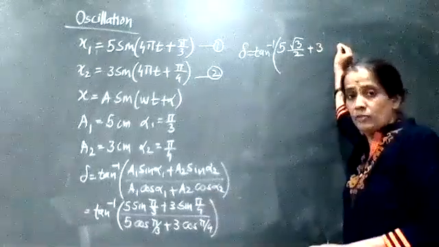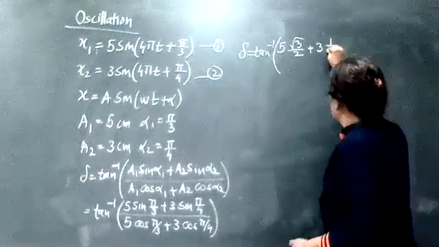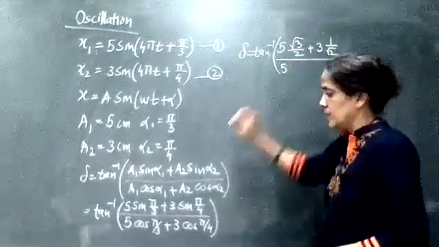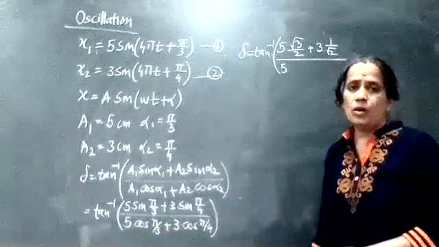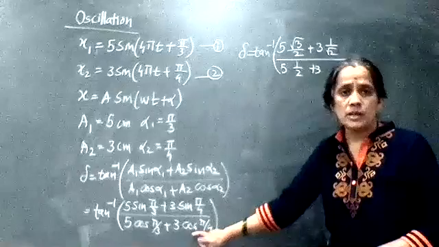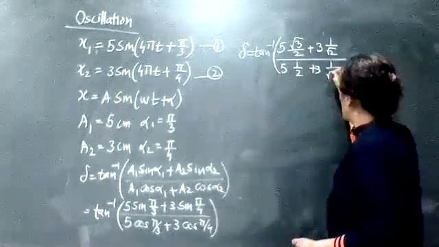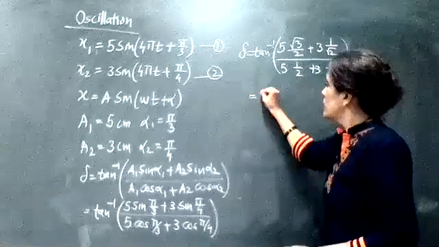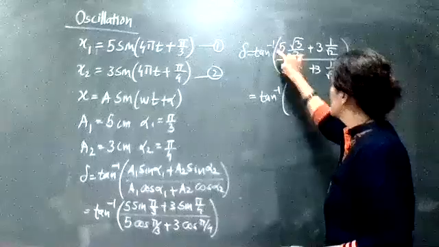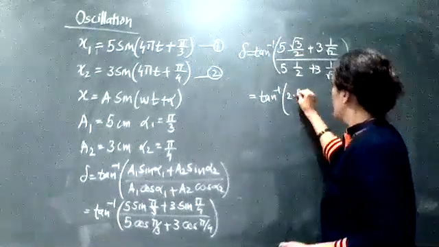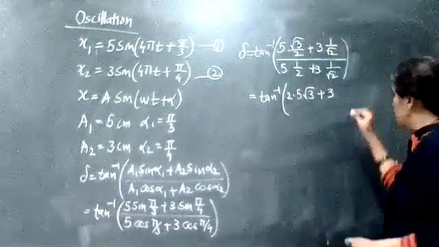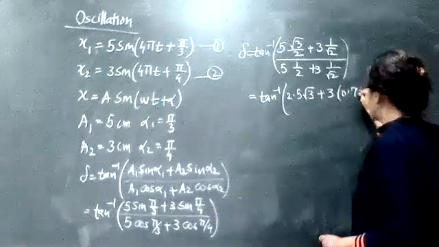Right? Plus 3 sin pi by 4. Pi by 4 is nothing but 45. Sin 45 is 1 by root 2. Divided by 5 cos 60. Cos 60 is nothing but 1 by 2. Plus 3, again cos 45. Cos 45 is 1 by root 2. So it is equal to tan inverse in bracket, here what I say, it will be nothing but 2.5 root 3 plus 3 into 1 by root 2. 1 by root 2 is nothing but 0.707.